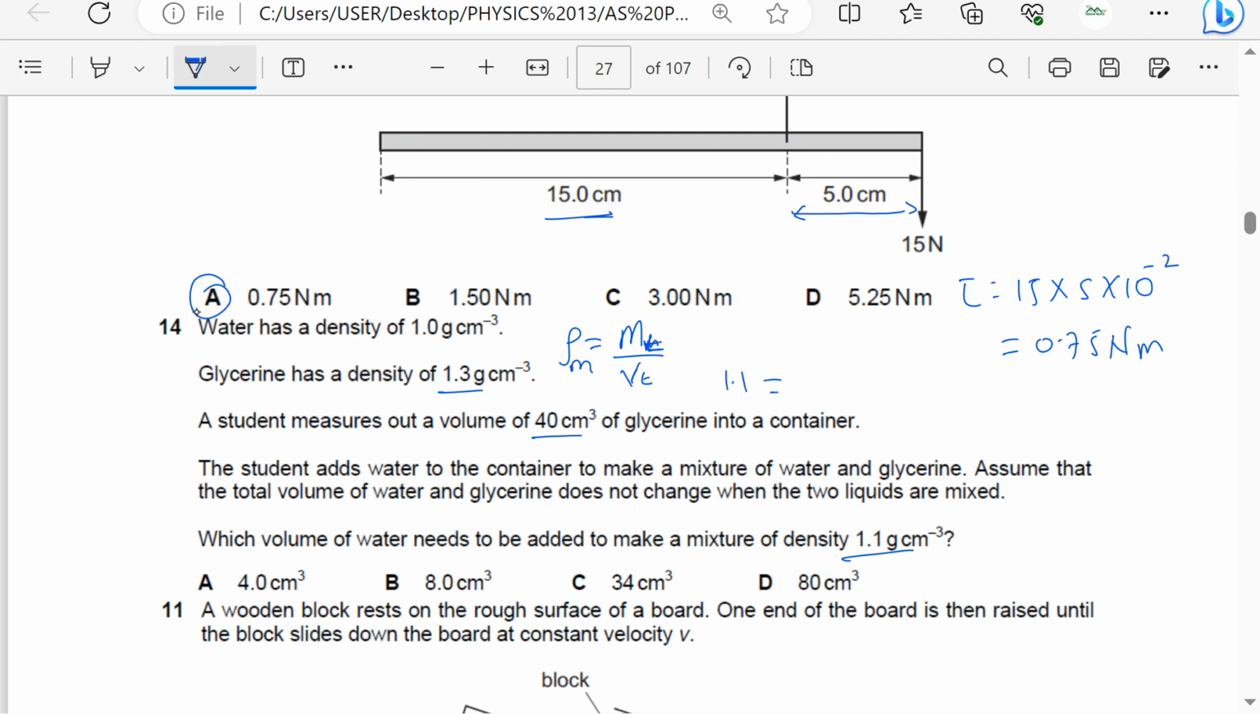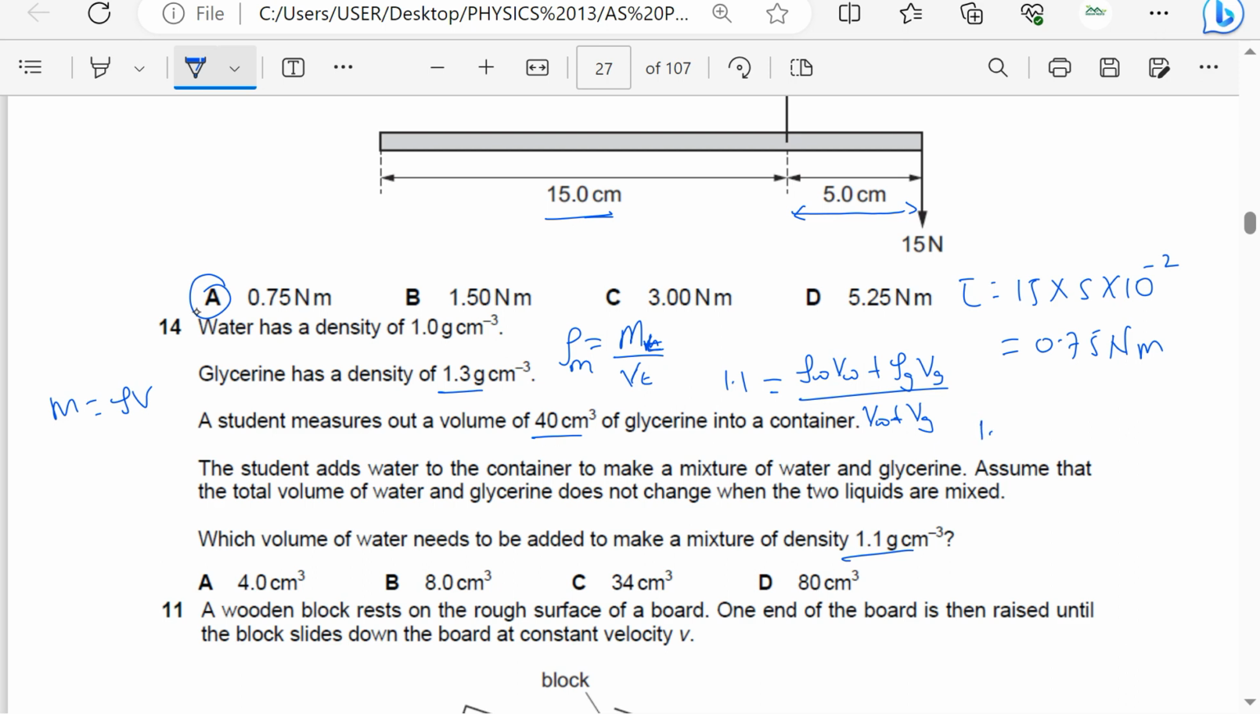This will be the total mass. Remember, mass is density times volume. So this will be the density of water times the volume of water, plus the density of glycerin times the volume of glycerin, divided by the total volume, which is the volume of water plus the volume of glycerin. Okay, so let's now go and substitute.